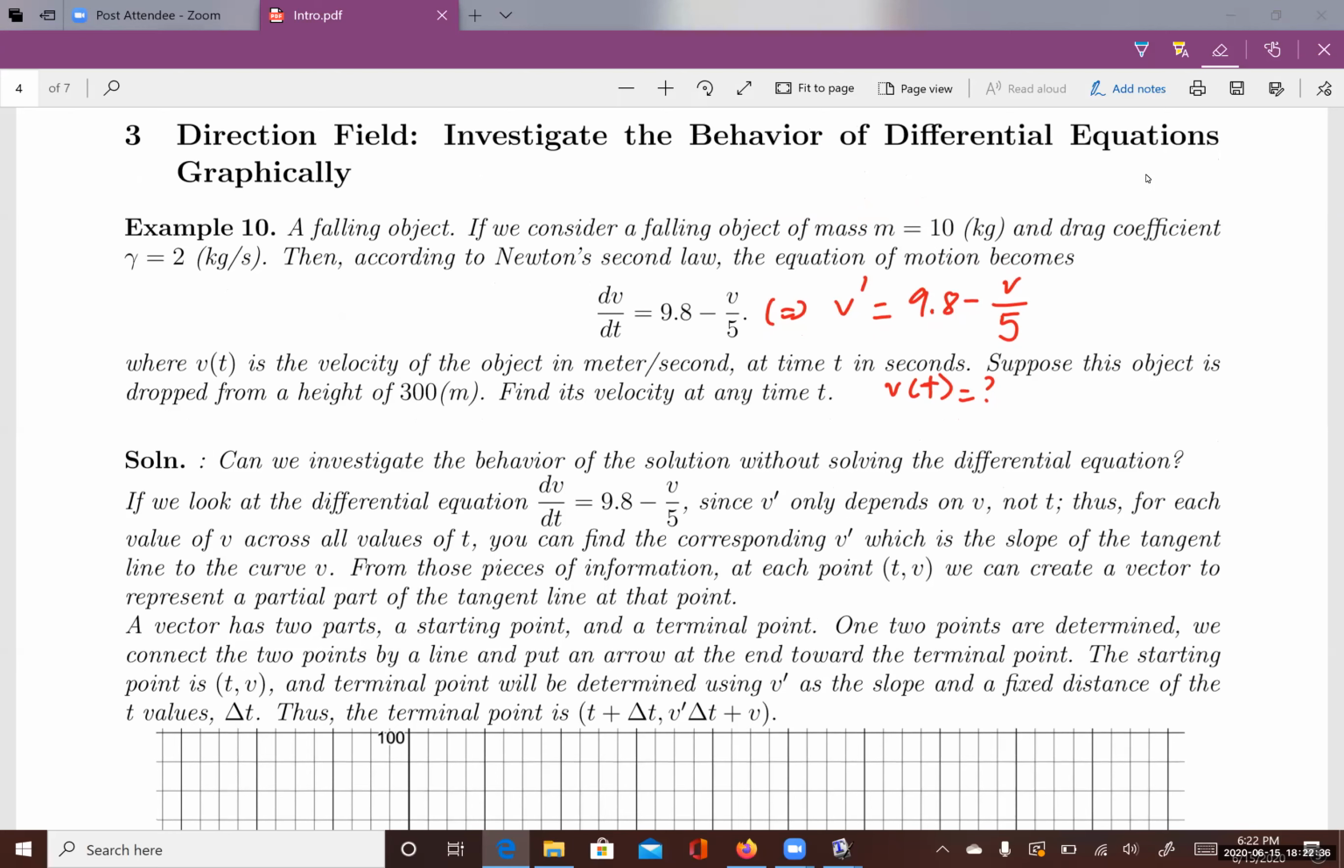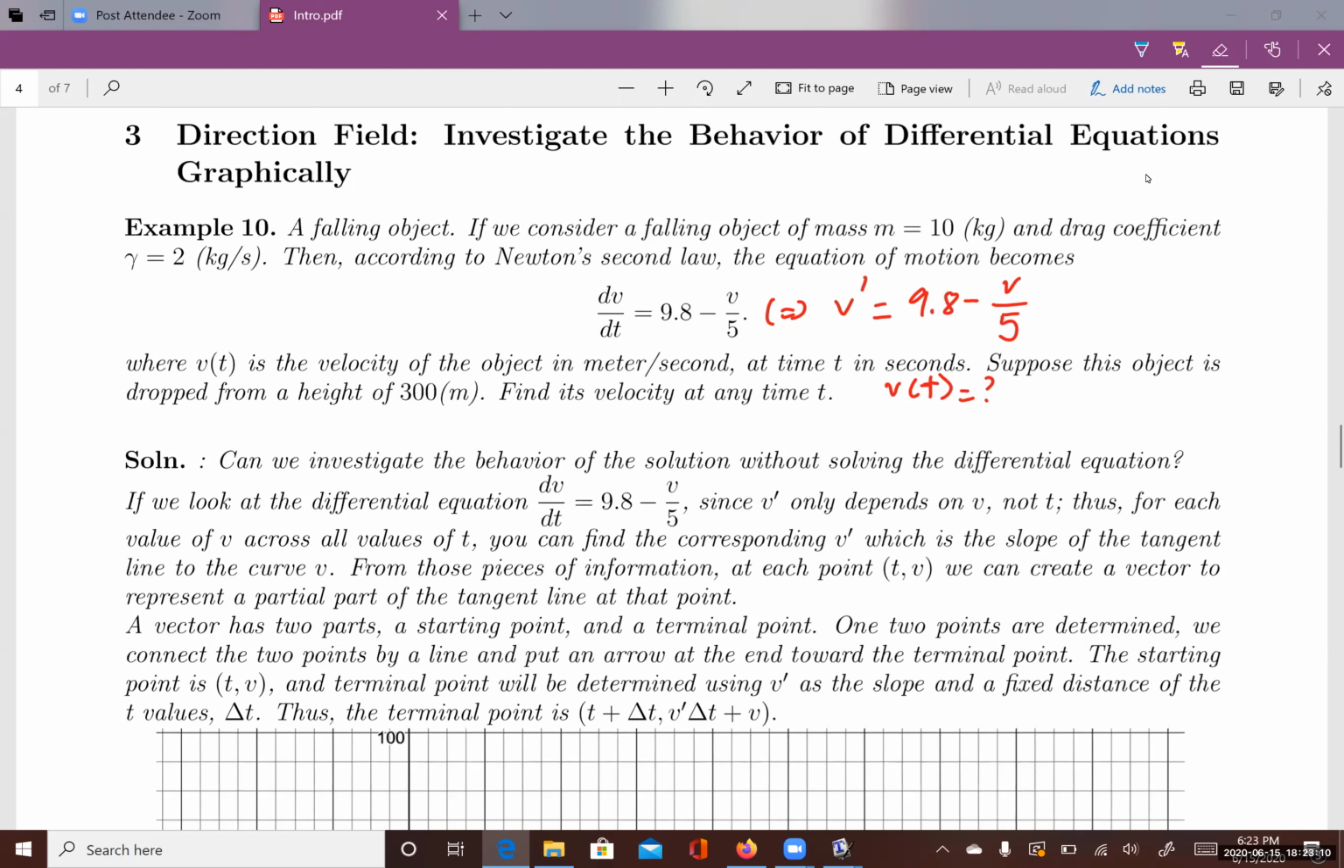This lecture introduces direction field, a method that helps us investigate the behavior of differential equations graphically. For an example, if we consider a falling object of the mass m equals 10 kilograms and a drag coefficient gamma equals 2 kilograms per second, then according to Newton's second law, the equation of motion becomes dv/dt equals 9.8 minus v over 5, or equivalently, v prime equals 9.8 minus v over 5.